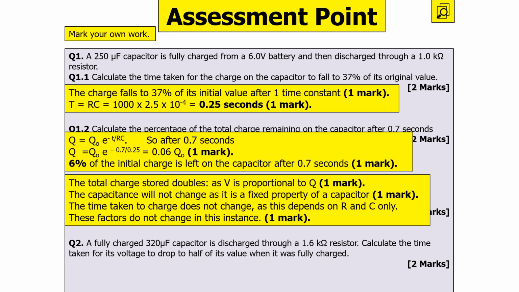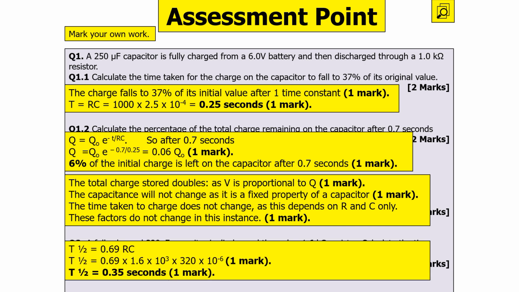Now the time taken to fall to half of the value, we've learned this before, is 0.69 RC. So you can work it through here, pop in all the values, and you get 0.35 seconds.